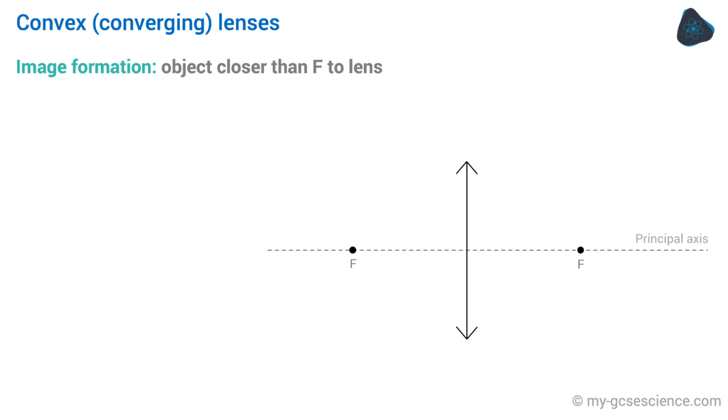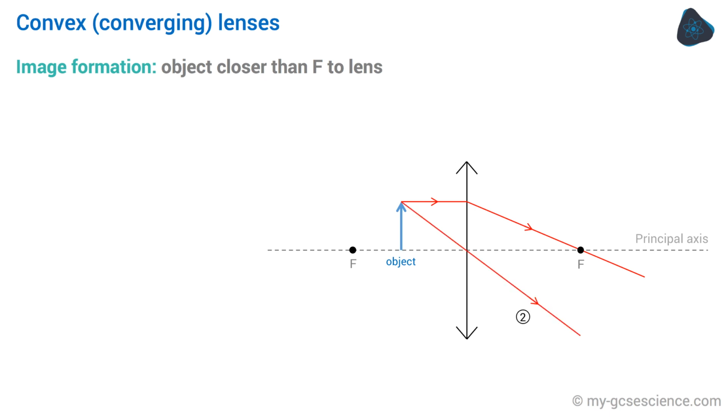The last thing we're going to look at for convex lenses is what happens when the object is placed between the lens and its principal focus like this. Let's draw rays 1 and 2 as we did before. Ray 1 travels parallel to the principal axis, then through the principal focus on the far side of the lens like this, and ray 2 goes straight through the centre.